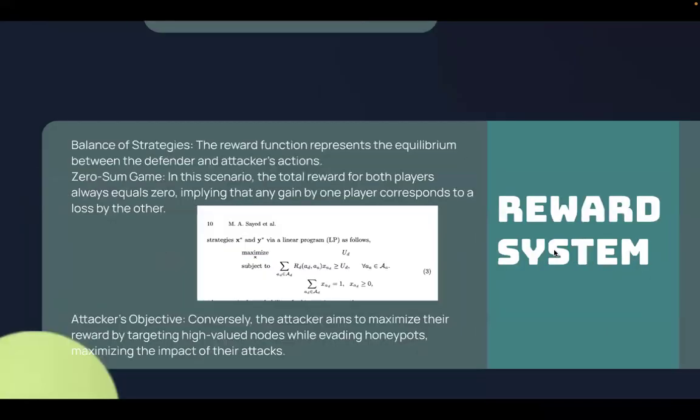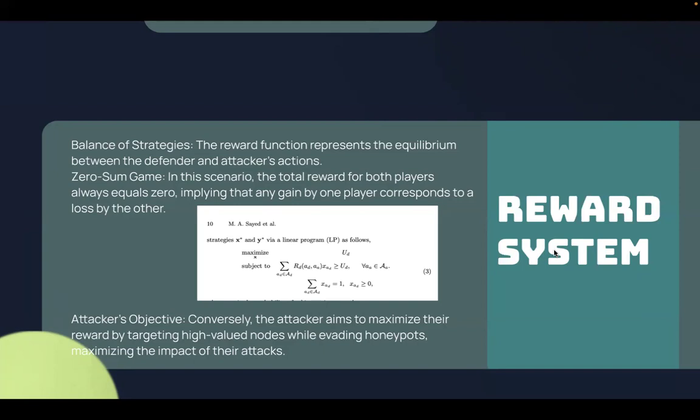Now we'll see what the reward system in the game is. The reward function captures the balance between the defender and attacker's strategies. For each profile played for the action space and defender space, the defender receives a reward of RD, which is represented by AD and AA, and the attacker gets a reward RA. In this zero sum game, the total reward for both players equals zero.